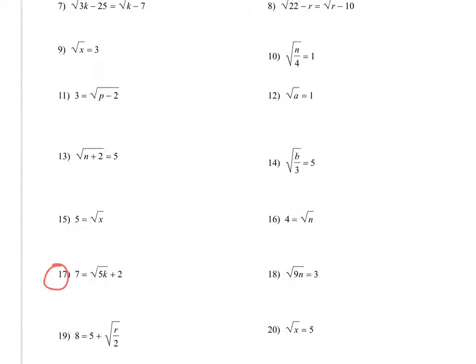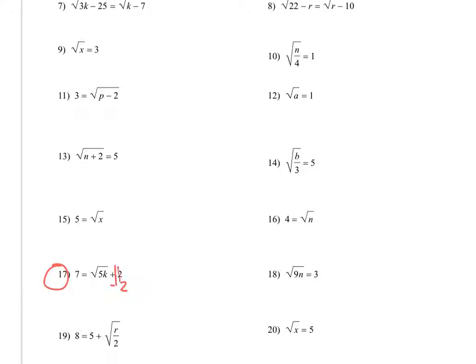Next one we're going to do is number 17 here. So if you look at number 17, notice we've got the radical on the right-hand side on this one. I have this plus 2 going on outside the radical on the right, and then I have a 7 on the other side. Before you square each side, you need to isolate just the radical. So I have to undo anything going on outside the radical.